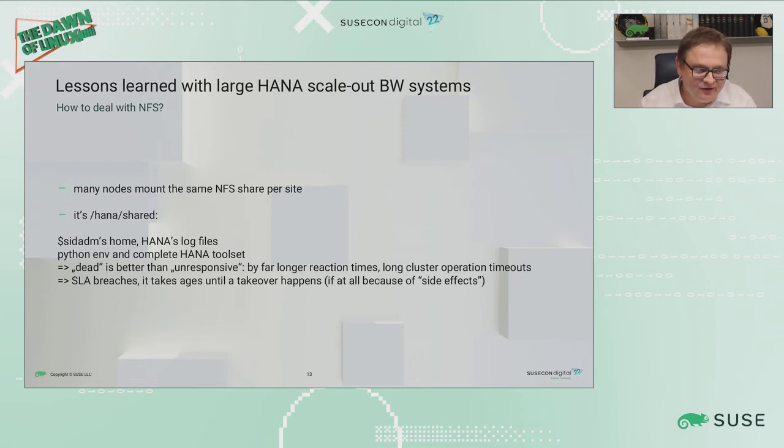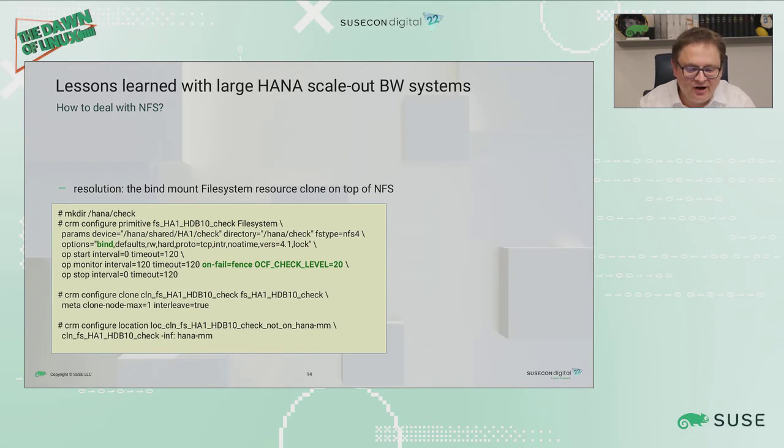So this will simply yield a huge number of unwanted reactions and timeouts being hit, and it takes ages until the cluster is, if at all, able to do a failover. The thing to do is to have a file system resource clone inside the cluster that does nothing else than a bind mount onto the NFS share.